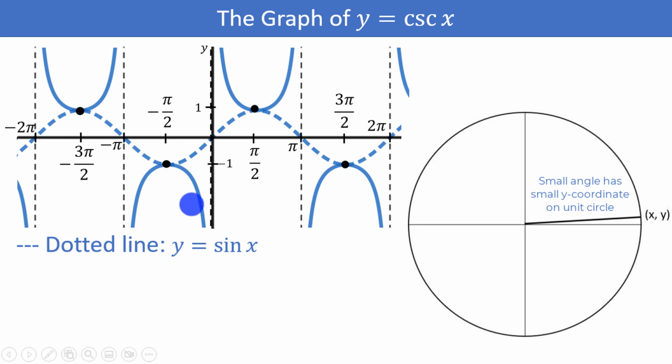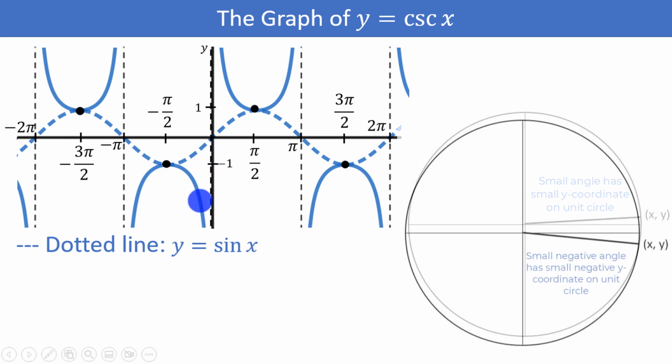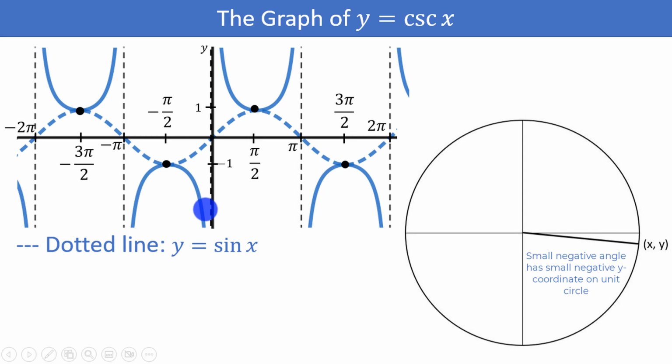In some of the other cases, such as when we are very close to 0, but very slightly negative, then sine of that value would be something very, very small and negative. So if you take 1 and divide by something very, very small and negative, you're going to get something very, very negative, approaching negative infinity.